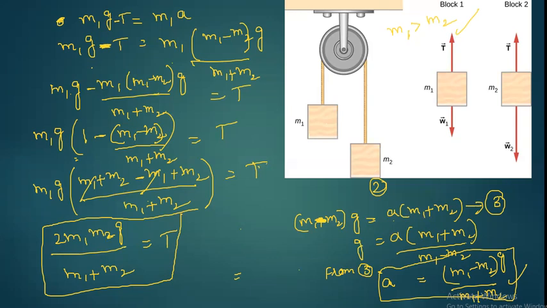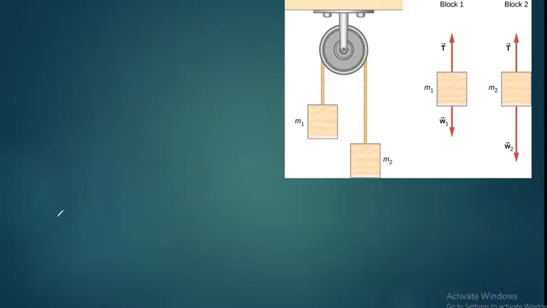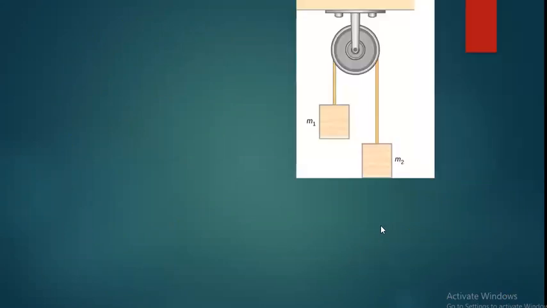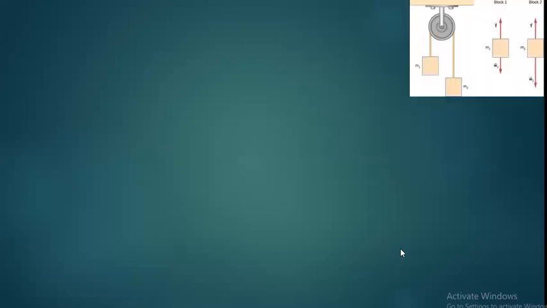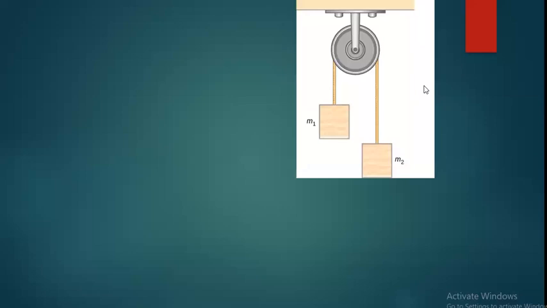Next is, this is Atwood, no? This is Atwood, and the next one is the horizontal table, right? Now you observe the horizontal table. In the horizontal table, you have it just like a table. And one more note I forgot to say. Let us observe this figure.